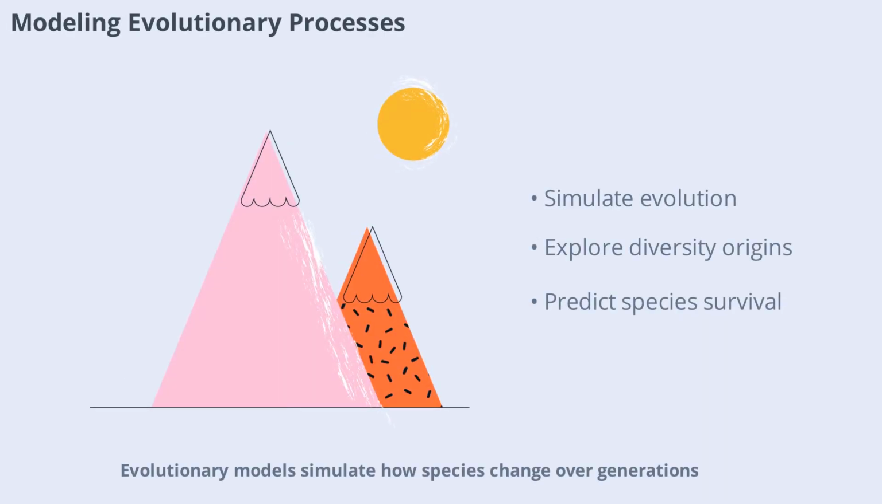Evolutionary models simulate how species change over generations. These models incorporate genetic variation, natural selection, and random events to predict evolutionary outcomes. By modeling evolution, scientists can explore the origins of diversity, the spread of advantageous traits, and the impact of environmental changes on species survival.